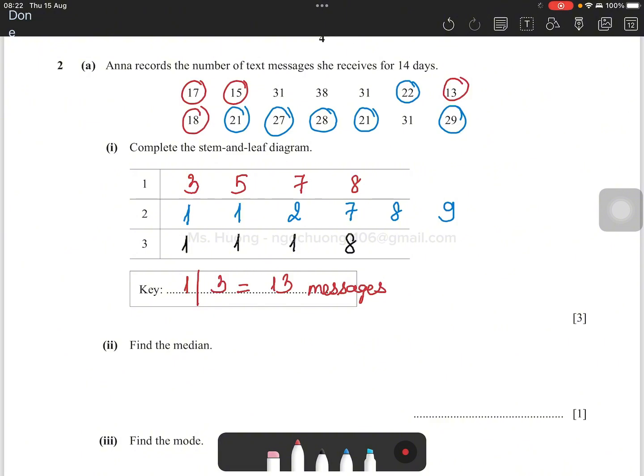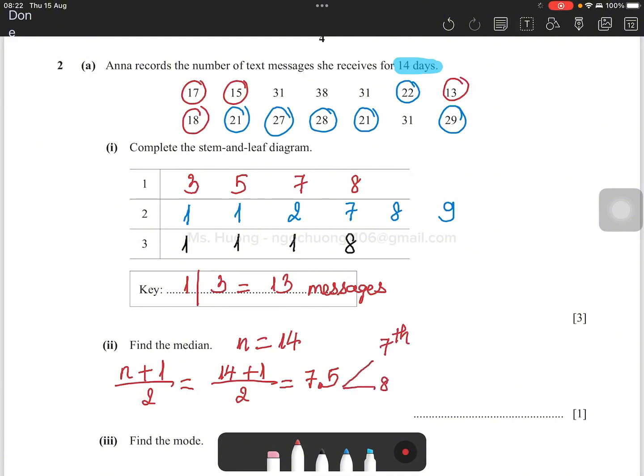Second question, find the median. You know that in this case there are 14 days, which means n is equal to 14. And the formula to find the position of the median is (n plus 1) over 2. In this case, 14 plus 1 is 15. 15 over 2 is 7.5. This means the median is the value between the 7th and the 8th value.